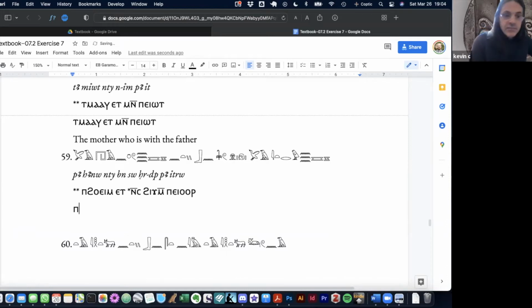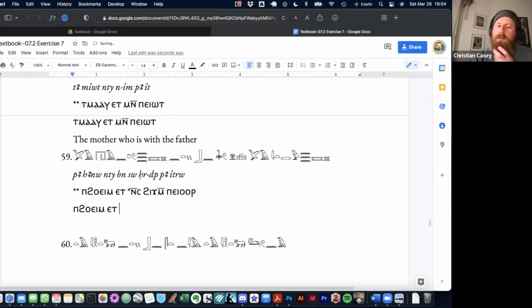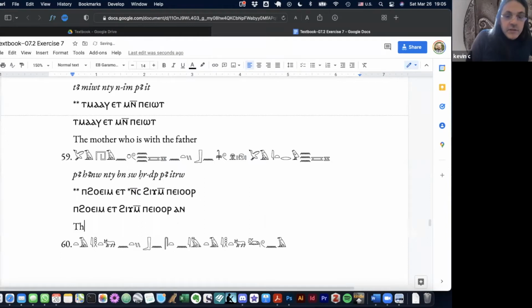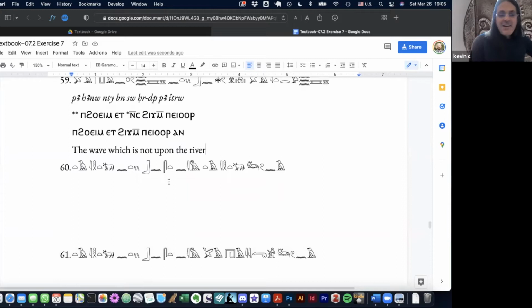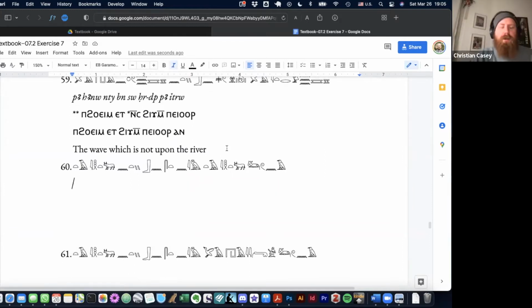And then for the correct one, it's the same thing except for an at the end. Two things change. Is the NC out? Yeah, we can just drop that NC and then add an an. And then this is doing the job that this was doing. So that's why the difference is there. And that is the wave which is not upon the river. Oh, that's actually a good sentence. The wave which is not upon the river. That's not bad, actually. I keep making these weird sentences where water is on top of itself and stuff. But this one actually makes sense to me. Anyway, okay.